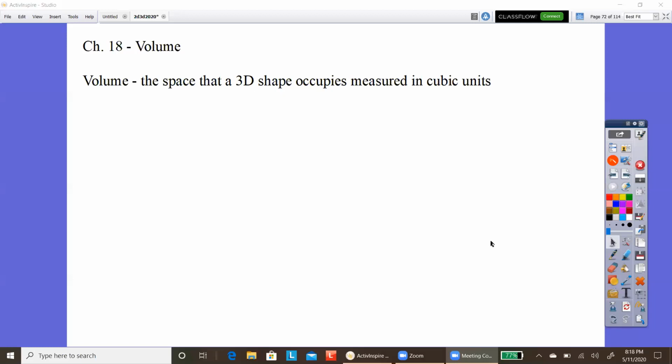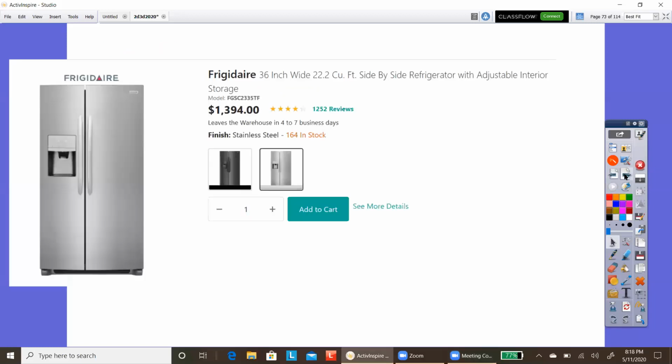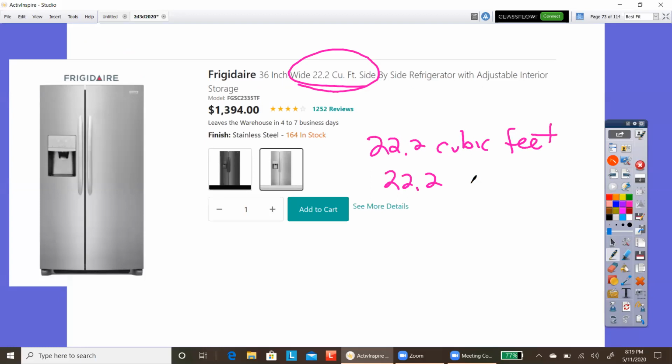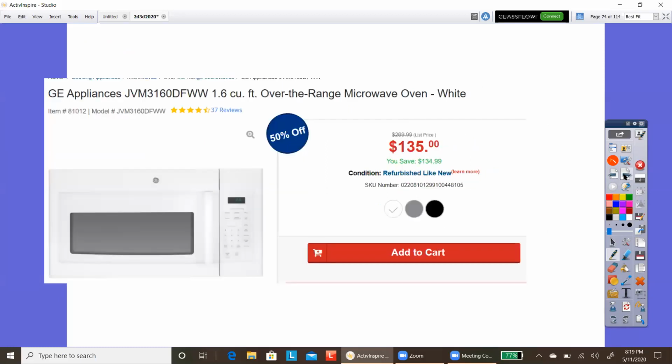Now that I showed you different size cubes, let me show you some real world applications I was mentioning earlier. Here I happen to have an advertisement for a refrigerator. Notice that it advertises by how many cubic feet of space is inside. 22.2 CUFT stands for 22.2 cubic feet, which can be abbreviated 22.2 feet to the third power, and that is read as cubic feet. Here's another real world example of volume. This is a microwave advertised as 1.6 cubic feet of capacity. Obviously, the more cubic feet, the bigger the capacity.